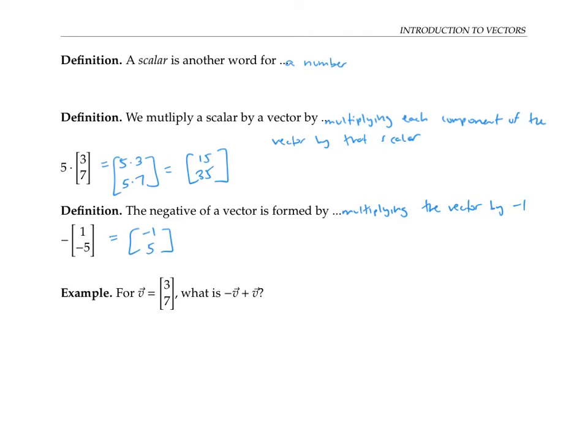So say we have the vector v with components 3 and 7. What's negative v plus v? Well, negative v is going to be negative 3, negative 7. When we add that to 3, 7, we just get a vector whose components are all zeros. This is called the zero vector, and it's sometimes written as 0 with an arrow over it to signify that it's a vector with components that are 0 and distinguish it from just a scalar 0. In fact, for any vector v, negative v plus v will give us the zero vector.